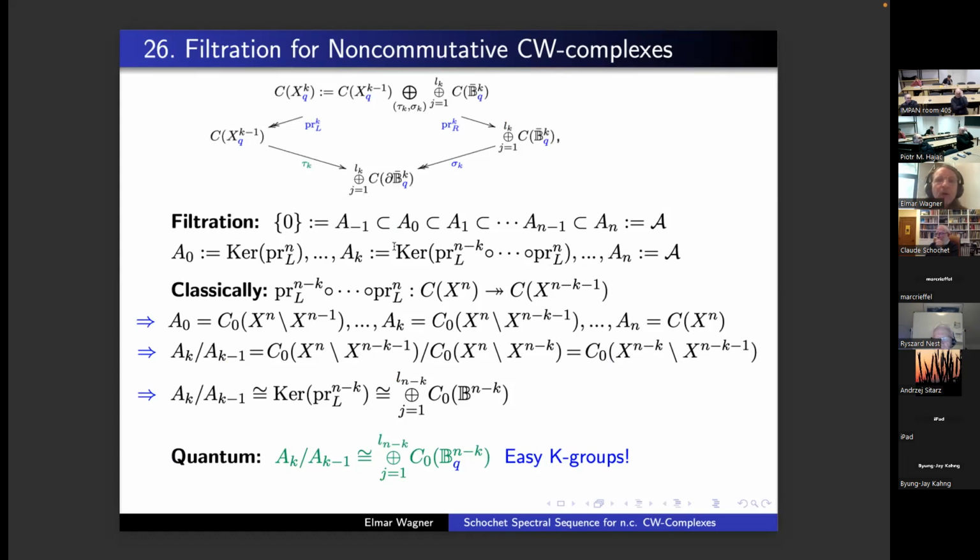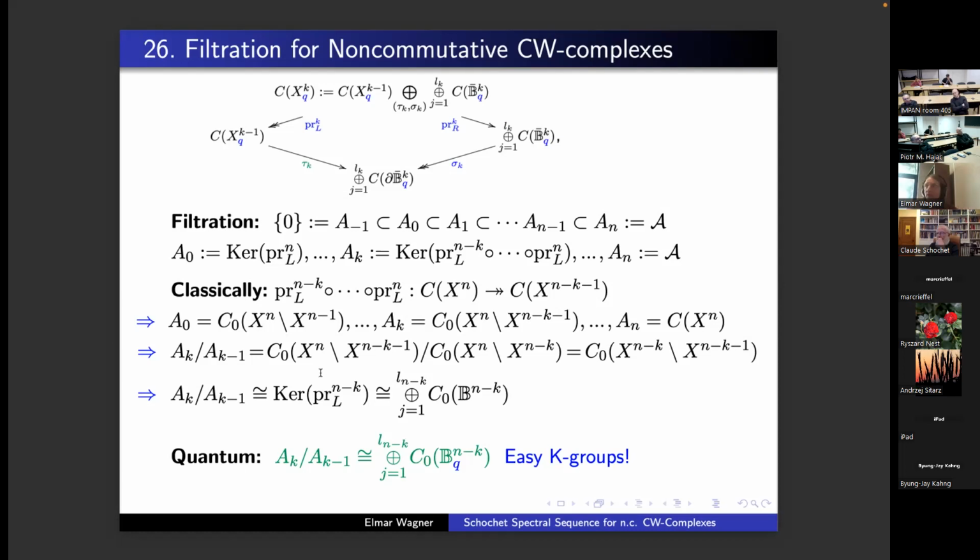But then we go down with these projections. These are not balls anymore. We can see it in the classical case. These are the zero functions: if we take out the n-k-1 skeleton from the X_n skeleton, we take out the n-k skeleton, and then these are the zero functions. So that goes from 0. The last one is our algebra of interest.